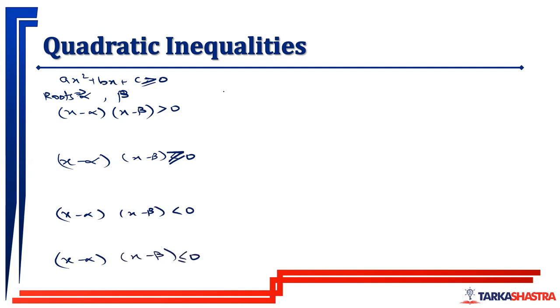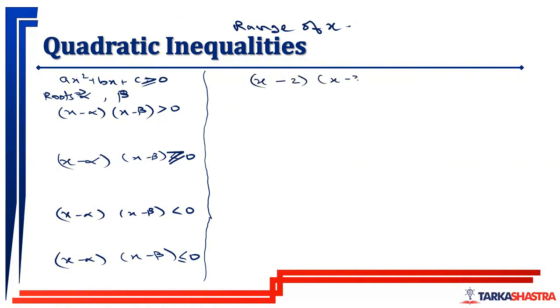We are going to look at all these four possibilities and try to find out what will be the range of x for which the quadratic inequality holds true. Okay, let us try to understand. So we have x minus 2 into x minus 3 greater than 0.